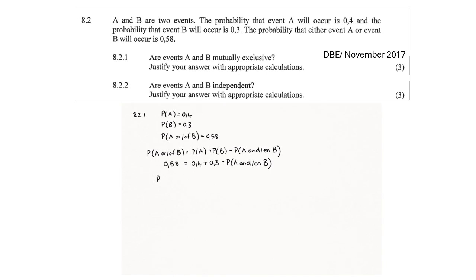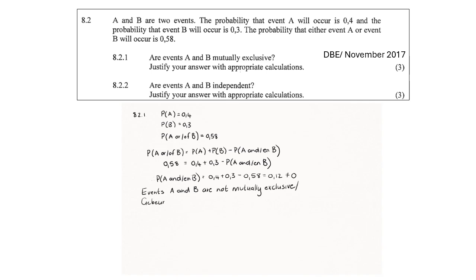So that then means that the probability of A and B is going to be equal to 0.4 plus 0.3 minus 0.58. And that equals 0.12, and this is not equal to 0. Therefore, events A and B will not be mutually exclusive. And for this question, you get 3 marks. 1 mark for 0.58 equals 0.4 plus 0.3 minus the probability of A and B. 1 mark for 0.12 and then 1 mark for the conclusion.